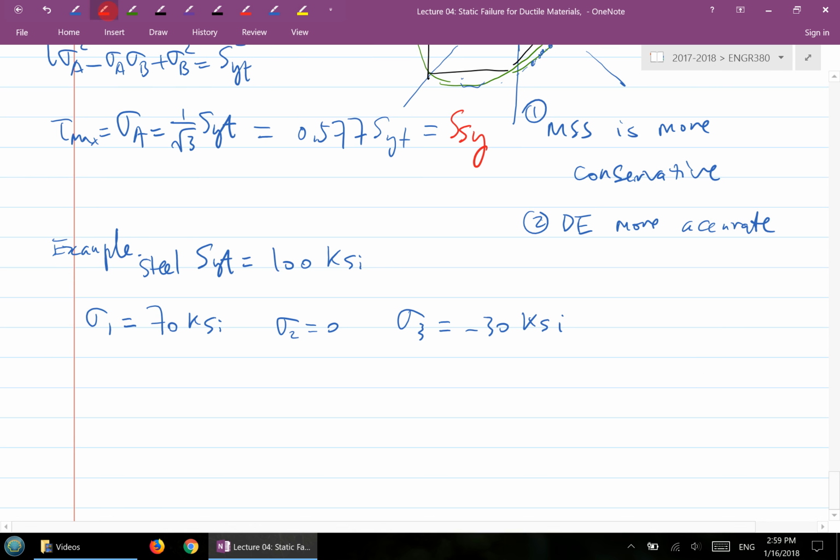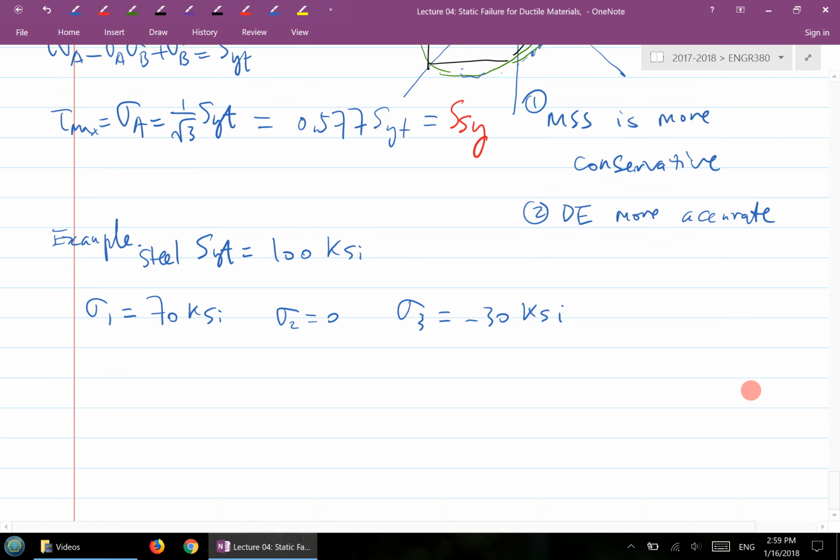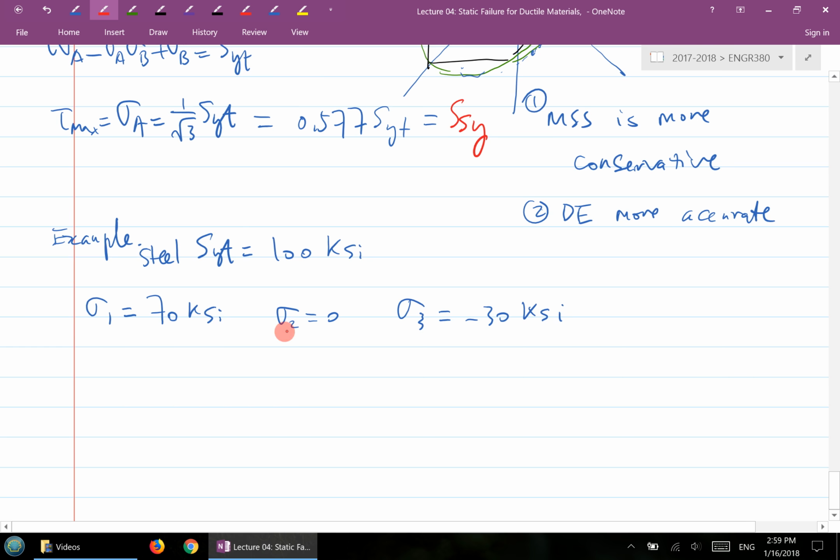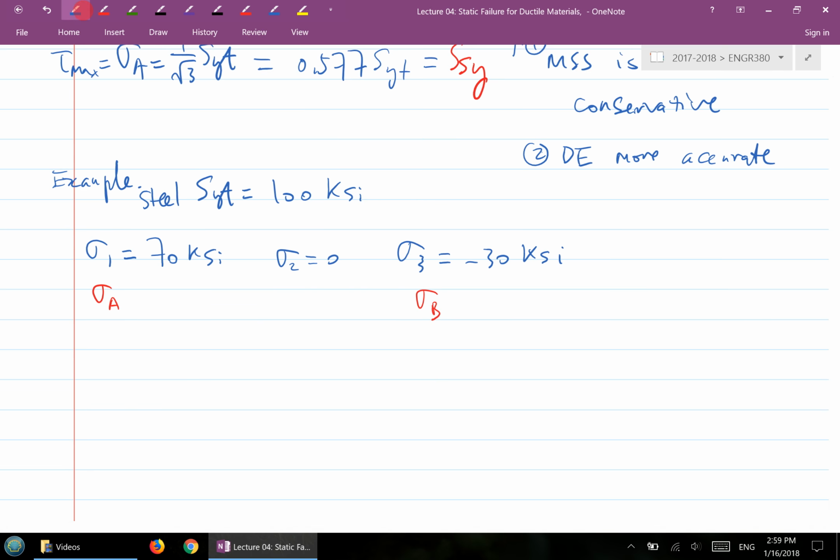But before we proceed, I just want to reinforce the idea here. If you're given sigma 1, sigma 2, sigma 3, can you immediately write down which one is sigma A, which one is sigma B, and which one is 0? You've got a 0 here, right? So in this case, which one is sigma A? You do need this if you use a formula, the corresponding formula for calculating sigma prime. So let's calculate sigma prime first.